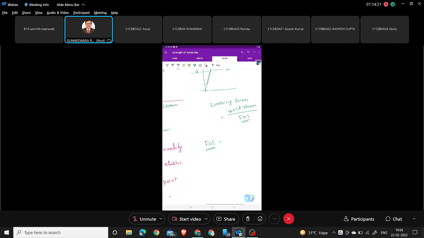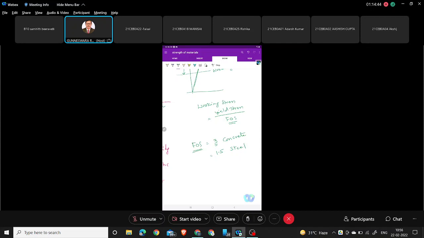Okay. Generally, if it is concrete, we take a factor of safety of 3 for concrete. Okay. It is 1.5 generally for steel. The material is homogeneous. Then we use a factor of safety of 1.5. Concrete like things where the steel is a factory product. Concrete is not a factory product. Okay. So moreover, the different materials, they combine in concrete. Okay. Like coarse aggregate, fine aggregate. Okay. Chips, sand, etc. So therefore, we apply a factor of safety of 3.